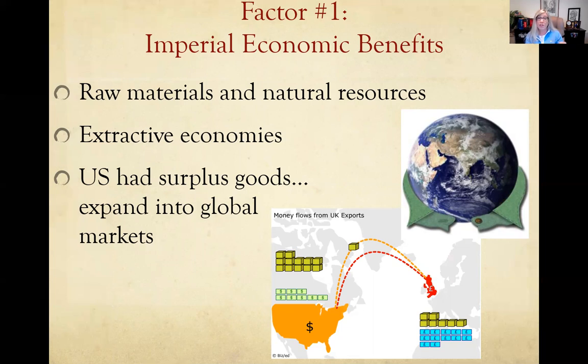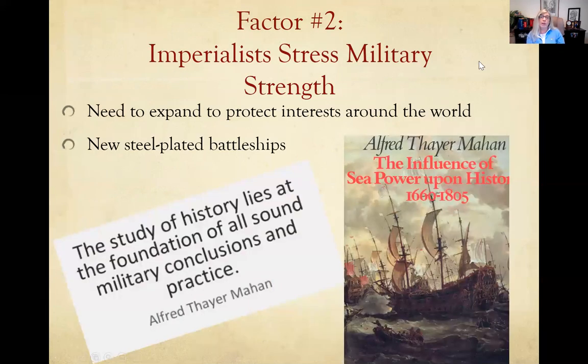What we need is a new market to be able to sell our products to, right? We're able to produce more goods than we have people to consume them. So this is why the economic focus for the United States during this period of expansion is that we want to sell products to other countries, not necessarily extract those raw materials from them. Okay, another reason that countries get involved in imperialism is to grow their military power and their strength.